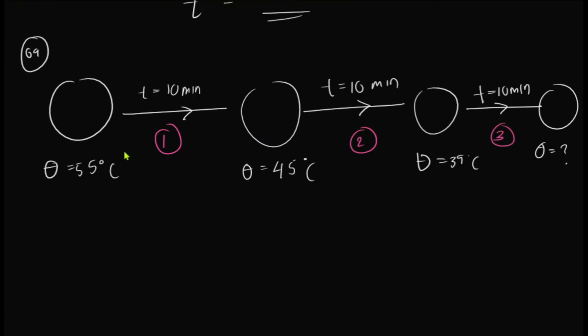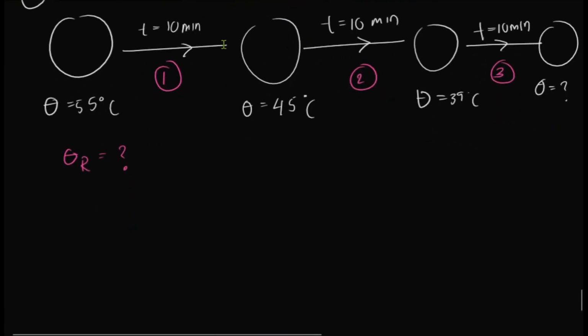Why do we need to deal with all three cooling processes? Because they have not given the room temperature, so the room temperature is not known. Also, when applying the equation, there's going to be a k value, and that k value is also not known. So you are going to have three unknowns, which means you will have to get three equations and go for simultaneous solving.